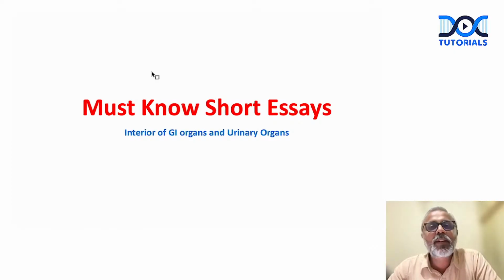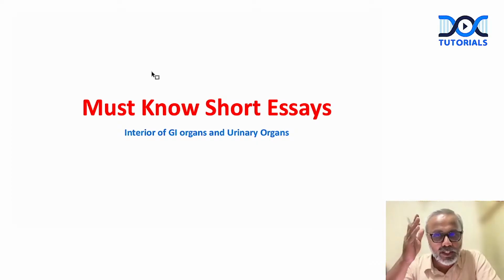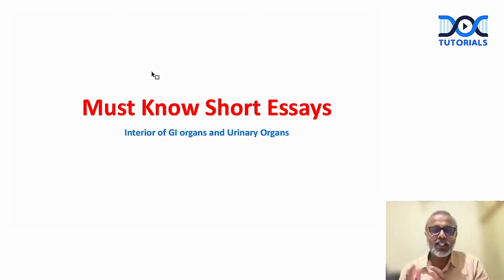In this session, we will focus on the anatomy of the interior of a few GI organs as well as the urinary organs, right? So in the GIT and in the urinary tract, we get about 4 to 6 questions where the question will be based entirely on the features of the interior of these organs. So let's try and discuss the anatomy of these organs.